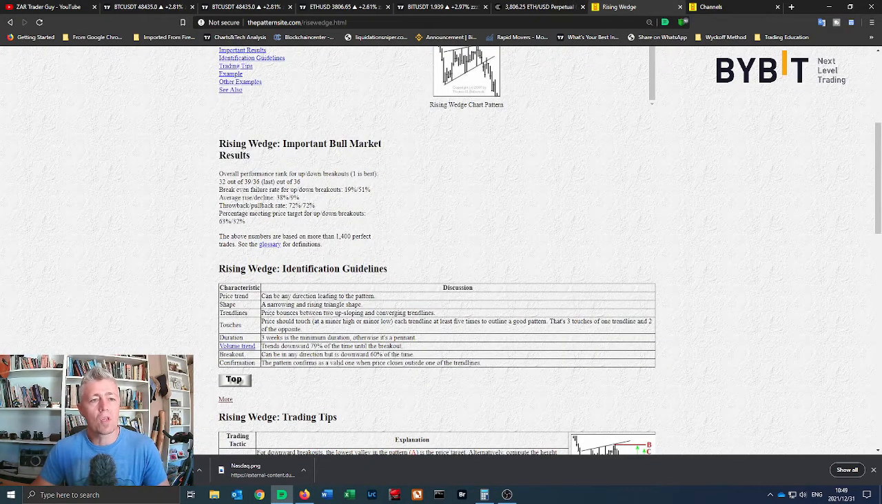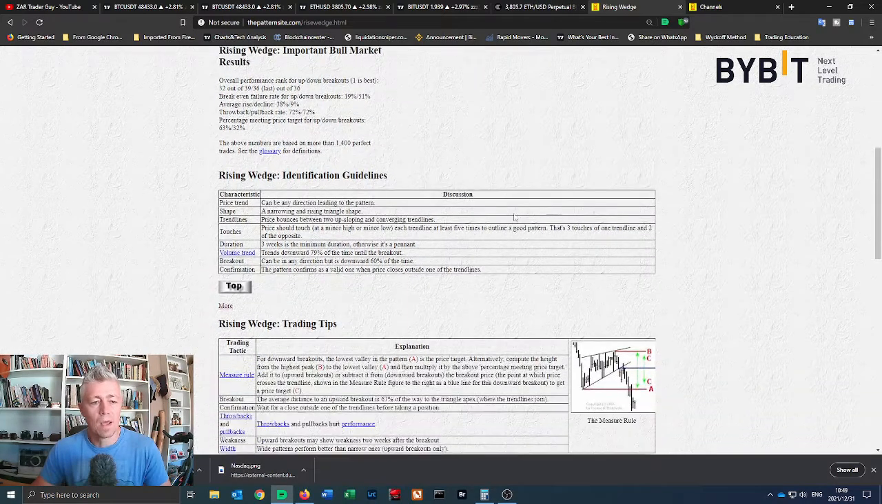So if you head over to the patternsite.com and search for a rising wedge pattern, you can see it can be any direction leading to the pattern. It's a narrow and rising triangle shape. Price bounces between two upsloping converging trend lines, and price touches at a minor high or minor low. Each trend line has at least 5 touches to outline a good pattern. That's 3 touches on one trend line, 2 touches on the opposite. 3 weeks is the minimum duration, otherwise it's a pennant, very important.